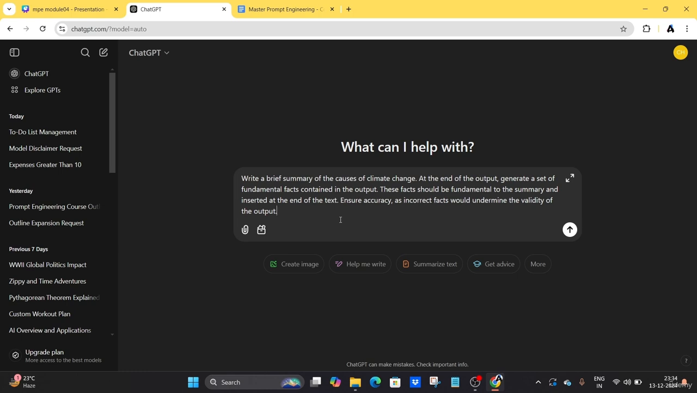What I am doing is, I define the task. After that, I tell the AI the fact checklist, to generate facts about the output. After that, I tell the AI why I am using this: to ensure accuracy, since incorrect facts would undermine the validity of the output. I hope you understand this. Let's see what the output is.